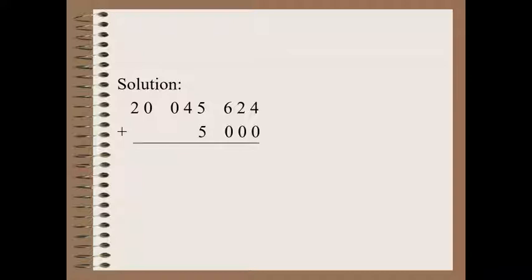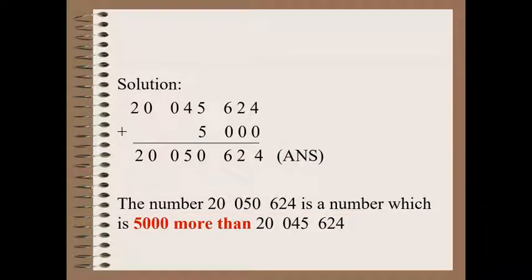You can see the solution here. I have written the first number and then I have added 5,000 to it to calculate a number which is 5,000 more than this number. So it means that 20,050,624 is a number which is 5,000 more than the given number. So you must keep this in your mind. Whenever in a question you have to find a number which is more than the given number, you must do the addition there.